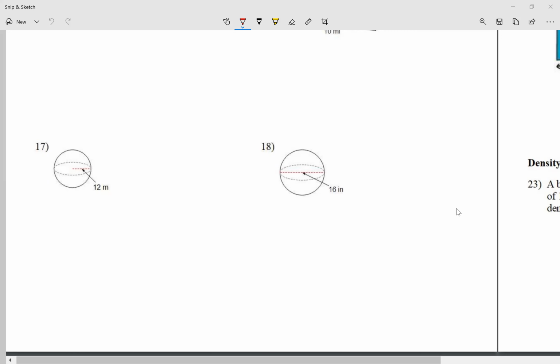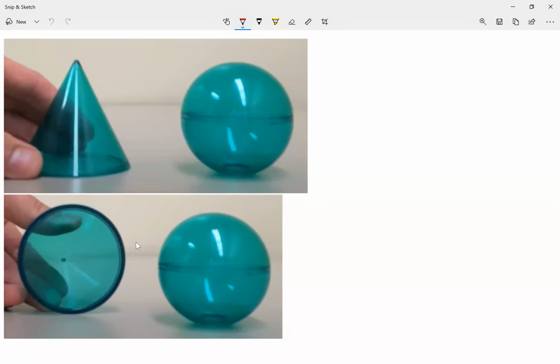How are we going to get the volume of a sphere? Let me show you what I did. I grabbed a cone, because we learned last week that the volume of a cone is the area of the base times the height divided by 3. The height of my cone is the same height as my sphere. I laid the cone down so we can see the base is a circle, the same as my sphere's.